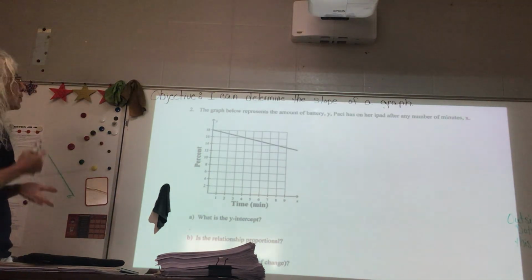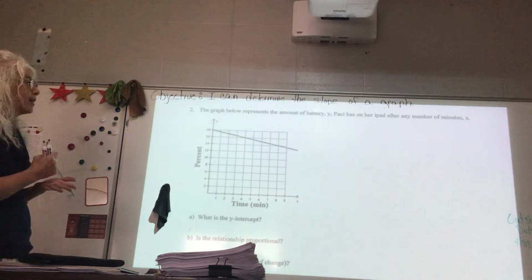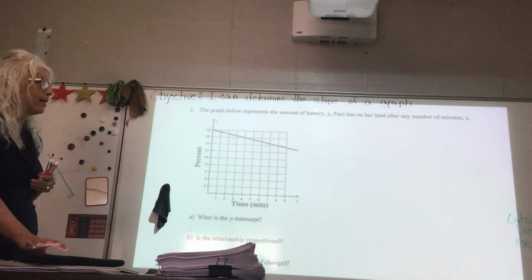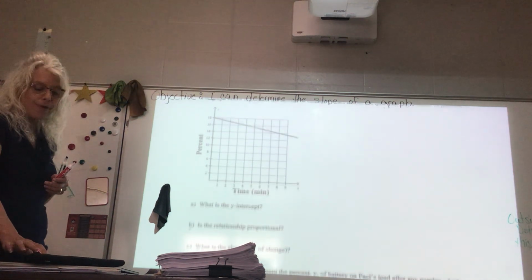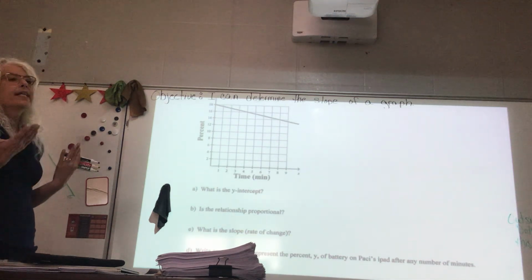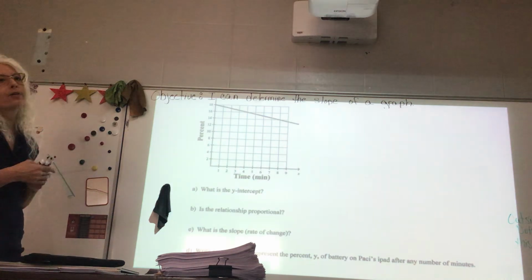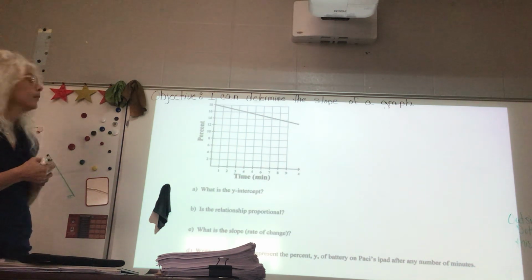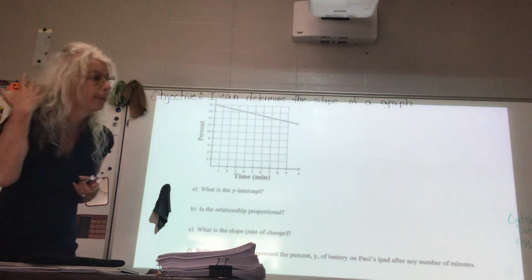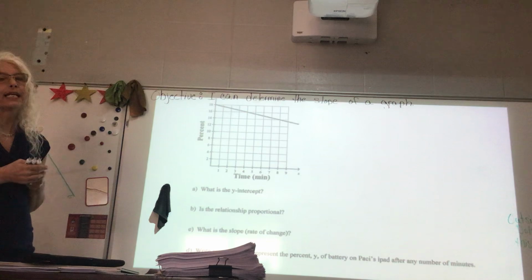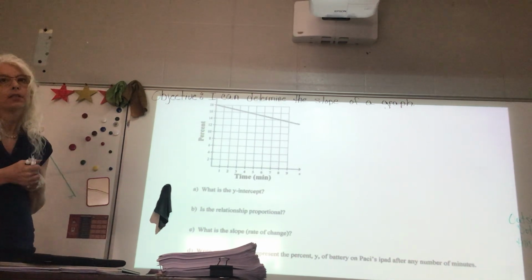Okay, so it says the graph below represents the amount of battery, Y, Casey has on her iPad after any number of minutes, A. So before we start with this one, looking at just her graph, how much battery does her iPad have when she gets to school? 18%. Now, what is happening to her battery? Is it increasing or decreasing?